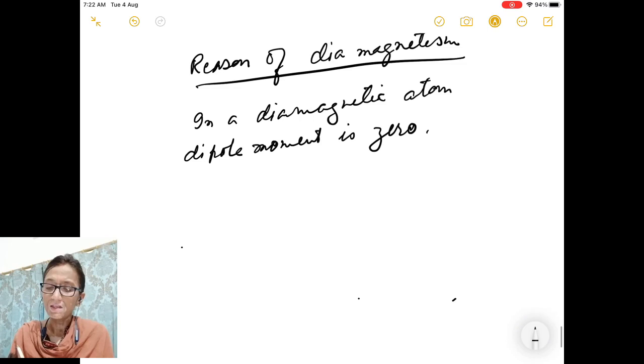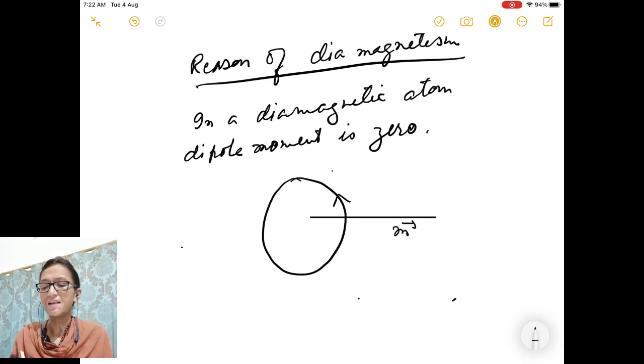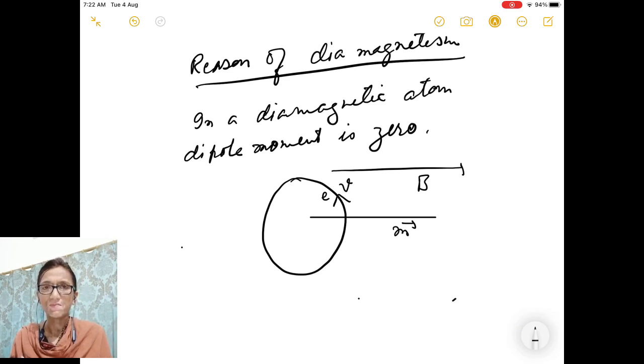It is because in an atom, the two directional motion of electron is there. If one electron is revolving one way, it has a dipole moment due to its revolution in one direction. In an external magnetic field, the velocity of the electron reduces, not ceases exactly, but reduces, because of Lenz's law.